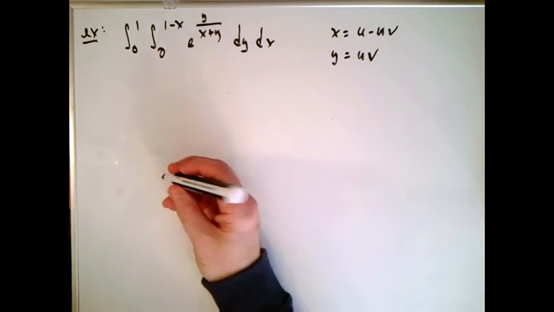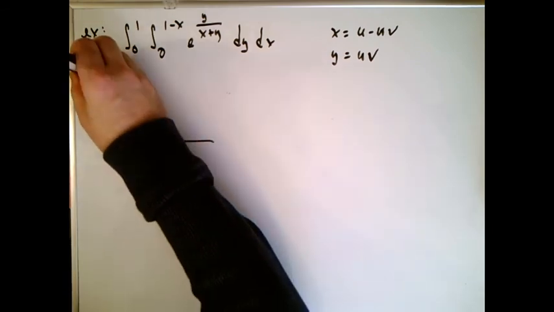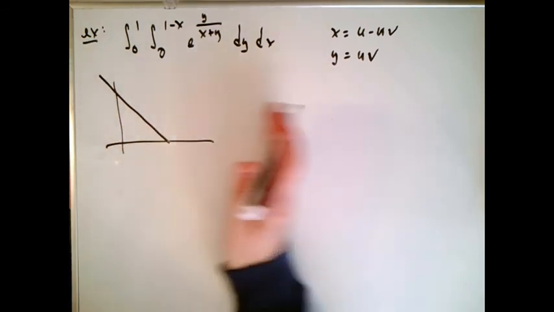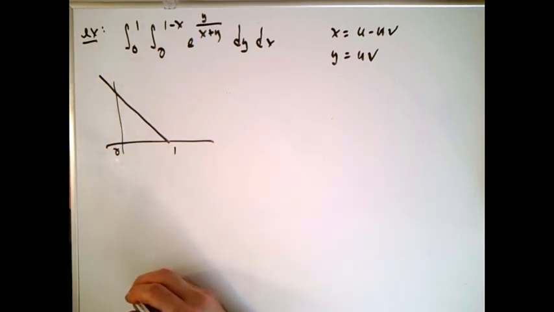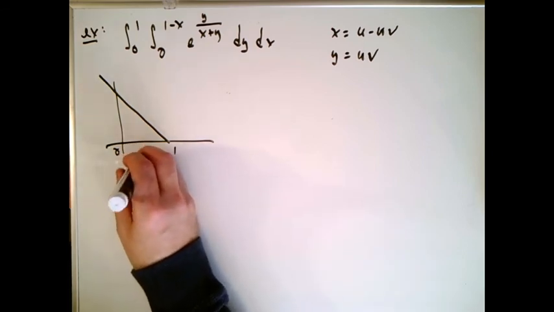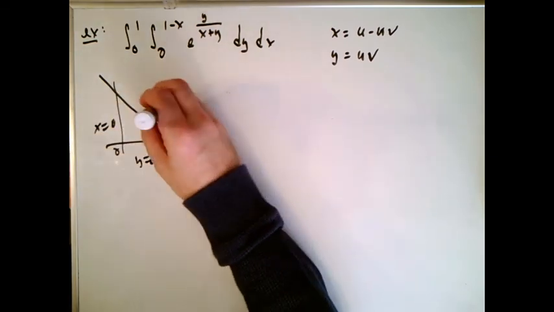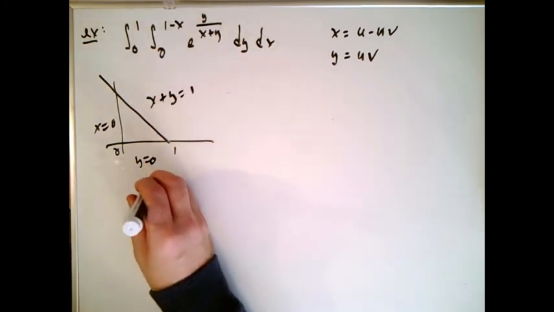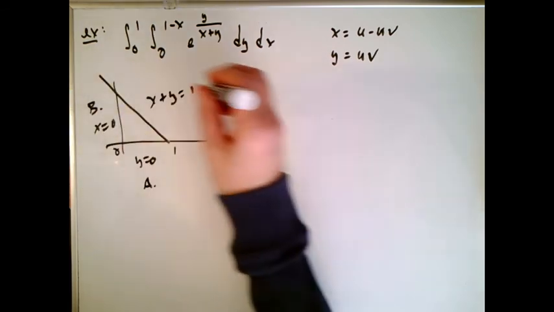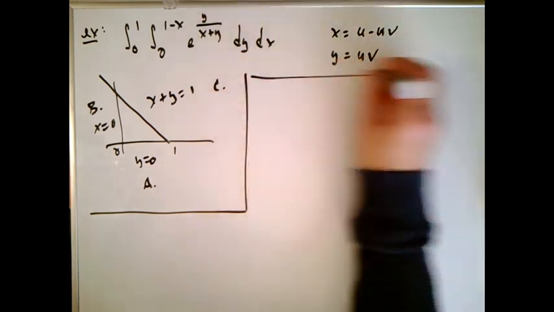So step 1 is draw the original region. Well, the original region isn't too bad. Y starts at 0 and goes to 1 minus x, looks like that. And then x only goes as far left as 0 and as far right as 1. And so there's our original region. Now, the next step is to actually figure out what happens to each of the sides. For example, this is y equals 0, this is x equals 0, and this is the line x plus y equals 1. And I guess I'm going to call these A, B, and C. Maybe it's a bad habit to do that, but here we go. I want to know what happens to sides A, B, and C when we make the substitution.